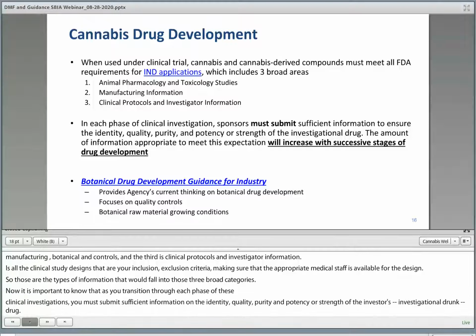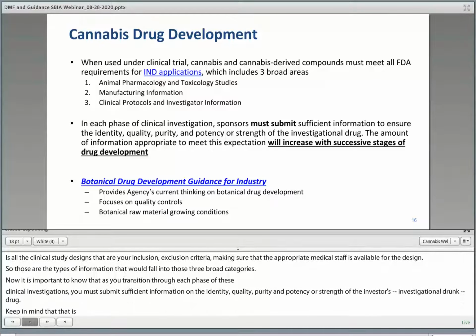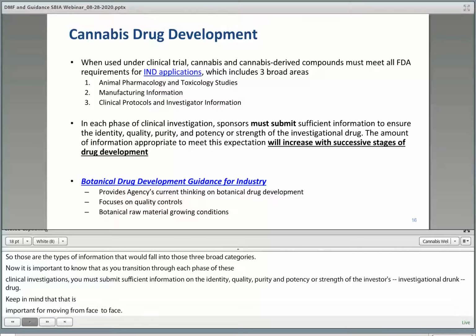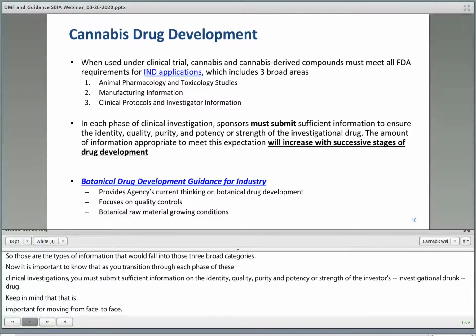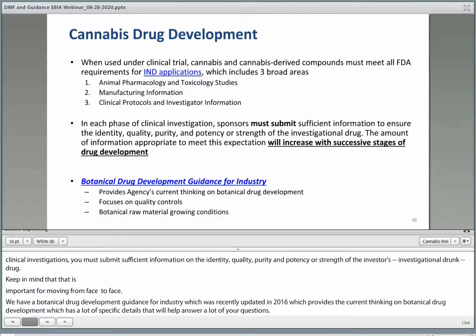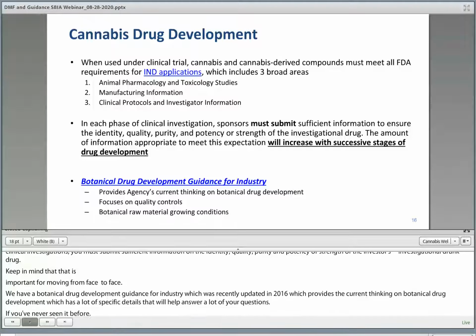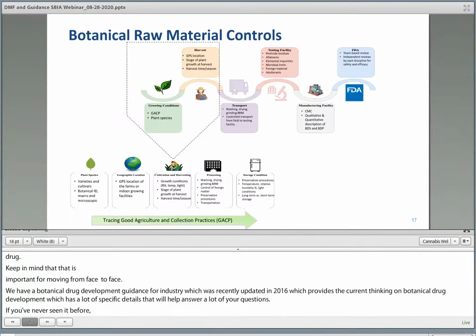And one resource that we have to help you is this Botanical Drug Development Guidance for Industry. It was recently updated in 2016, and that provides our current thinking on botanical drug development. It has lots of specific details and will help answer a lot of your questions. So if you've never seen it before, go ahead and click on that link when you have some time. And it focuses on quality controls of the botanical raw materials and their growing conditions. And we're going to talk about that now to make sure that everybody's on the same page.